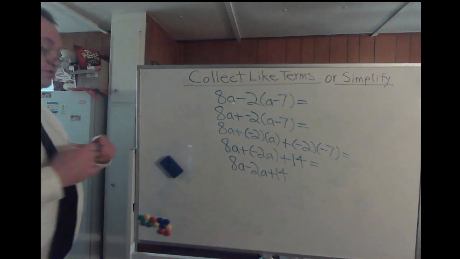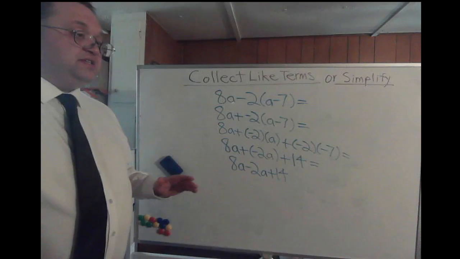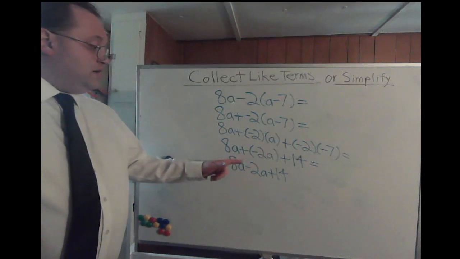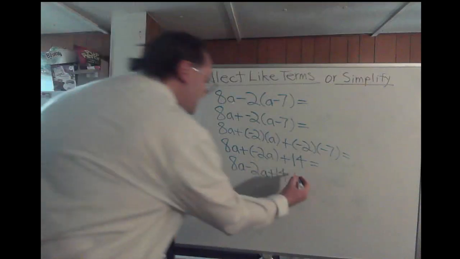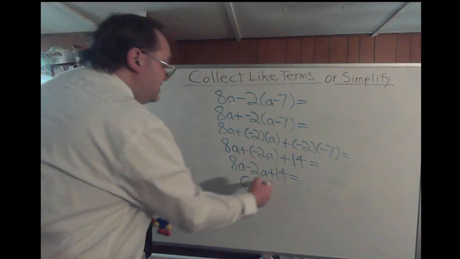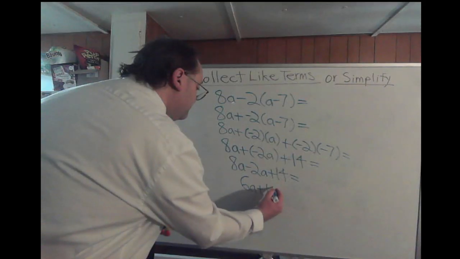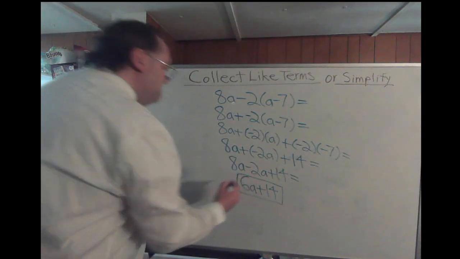Alright, now we just look for the like terms since we've undone the distributive property and all the parentheses. You want to do 8a minus 2a. That'll give you 6a because those are your like terms. And then you just have 14 hanging out here by itself. So you would just get 6a plus 14.